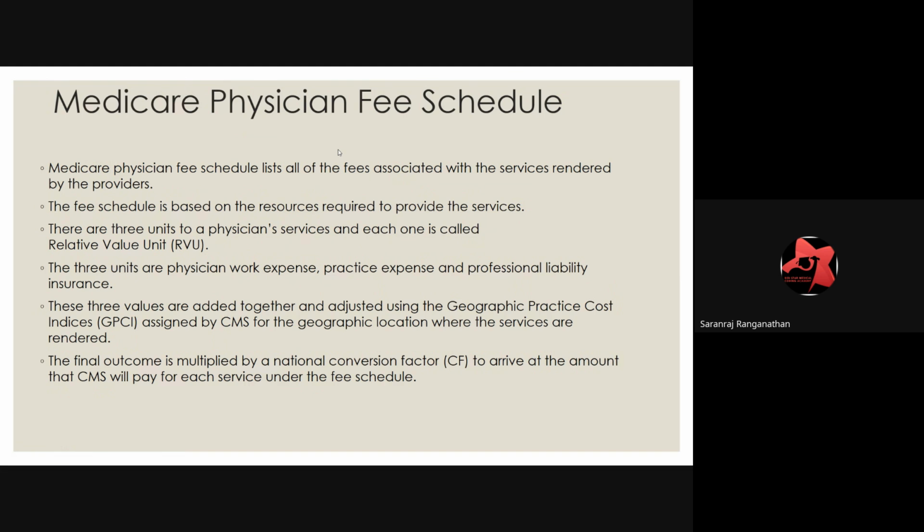So next one, Medicare physician fee schedule. Medicare physician fee schedule lists all of the fees associated with the services rendered by the provider. Then the fee schedule is based on the resources required to provide the service. So whatever procedures they are doing, they have a fixed amount for this service, and it is given in the category of what is covered in that Medicare. Okay. Then there are 3 units of the physician services. Each one is called a relative value unit.